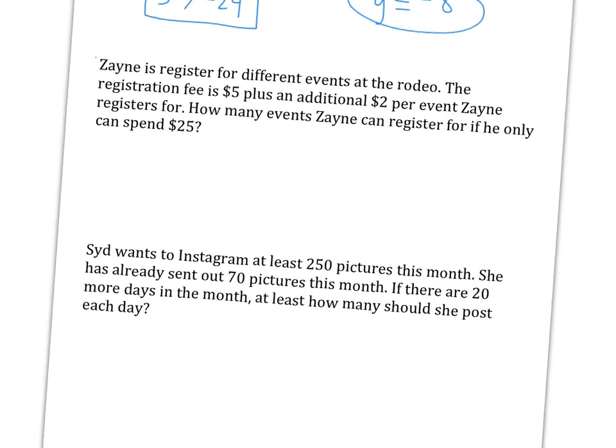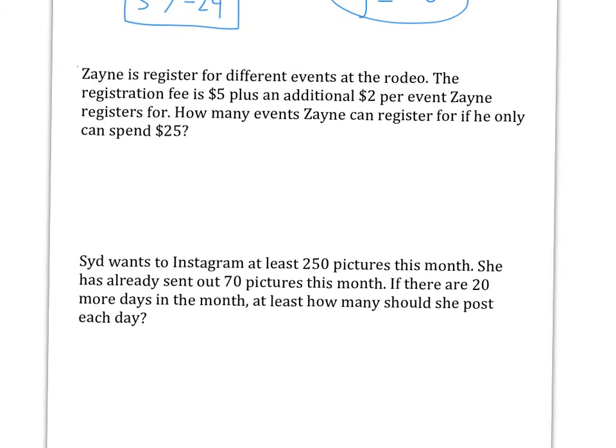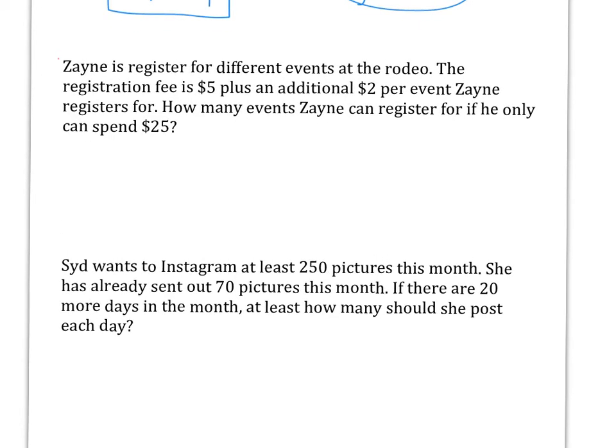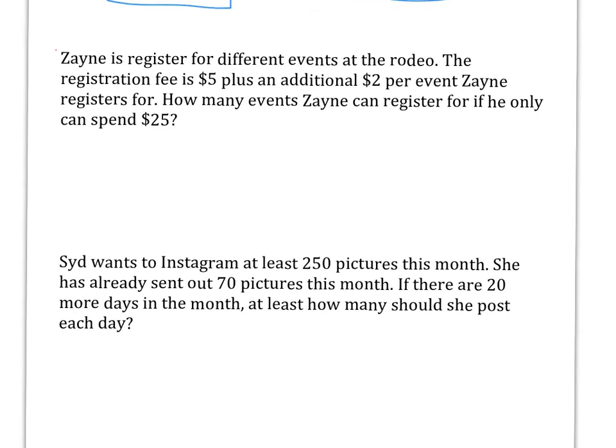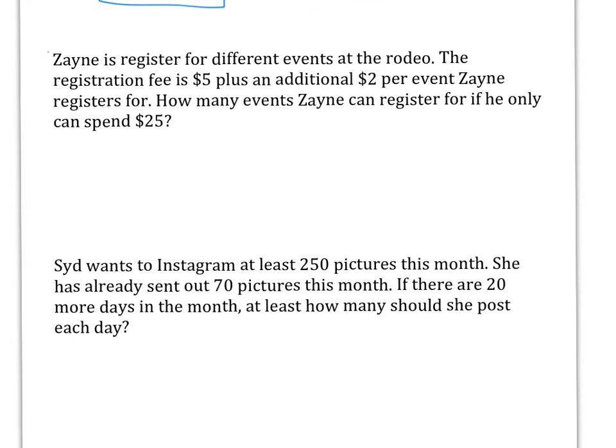Zane is registering for different events at the rodeo. The registration fee is $5 plus an additional $2 per event Zane registers for. How many events can Zane register for if he only can spend $25? So he has to pay $5 just to register, and then an additional $2 per event. We don't know how many events he's registering for, right? So we'll call that x.